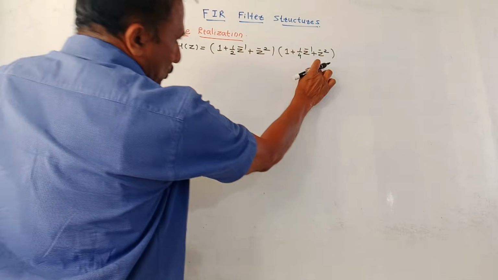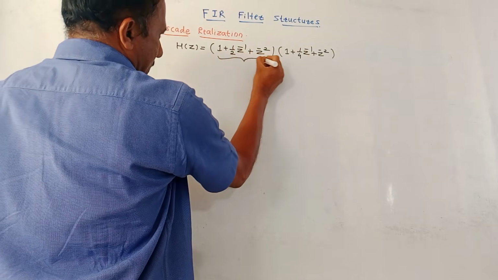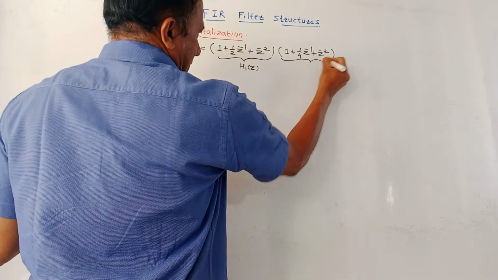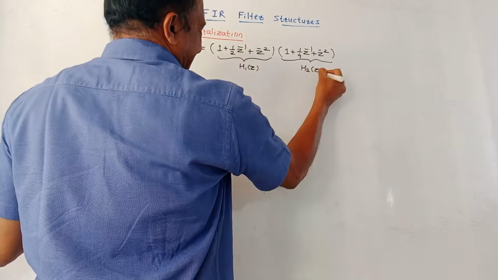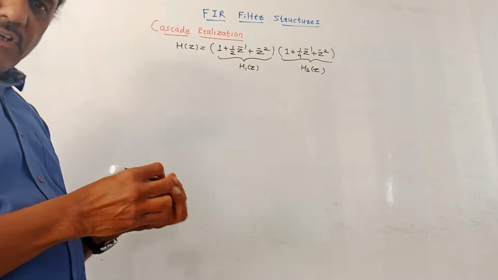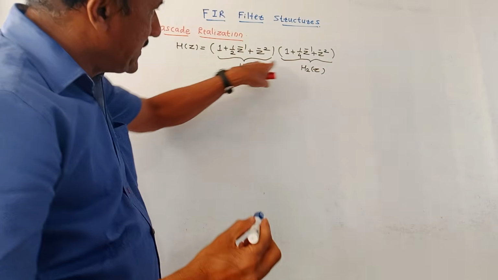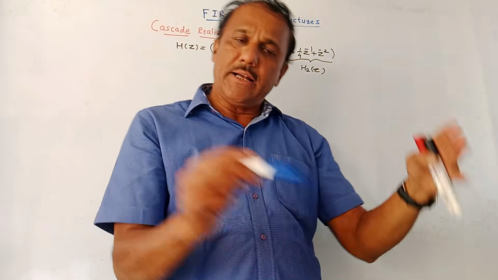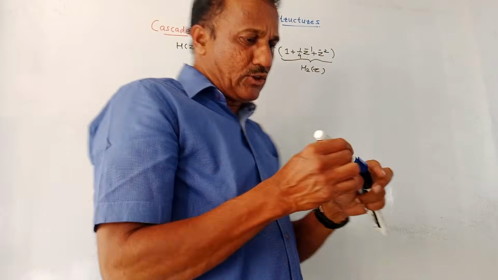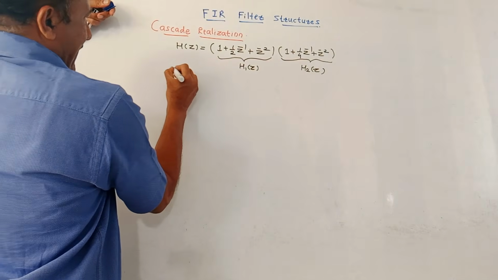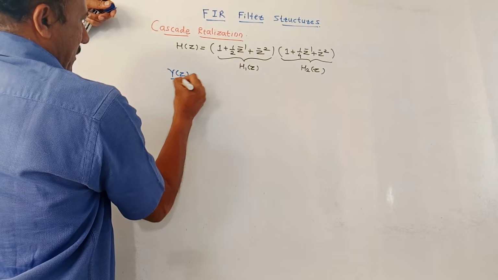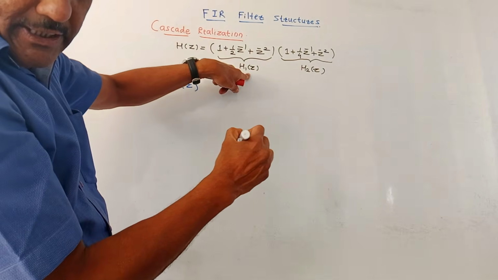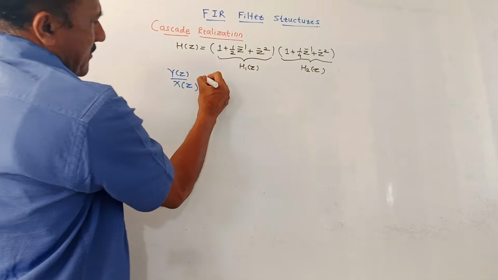So two brackets, two equations are given. Let us assume the first equation represents H1(Z) and the second equation represents H2(Z). So this given equation H(Z) can be written as H1(Z) into H2(Z), like the earlier case. This H(Z) can be written as Y(Z) upon X(Z). You may well write Y1 upon X1 because it is related to H(Z), but let's make it simple.